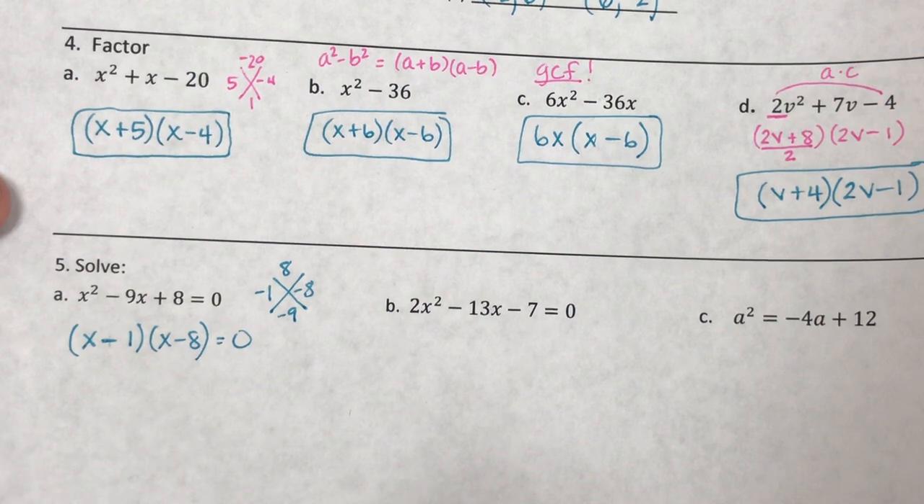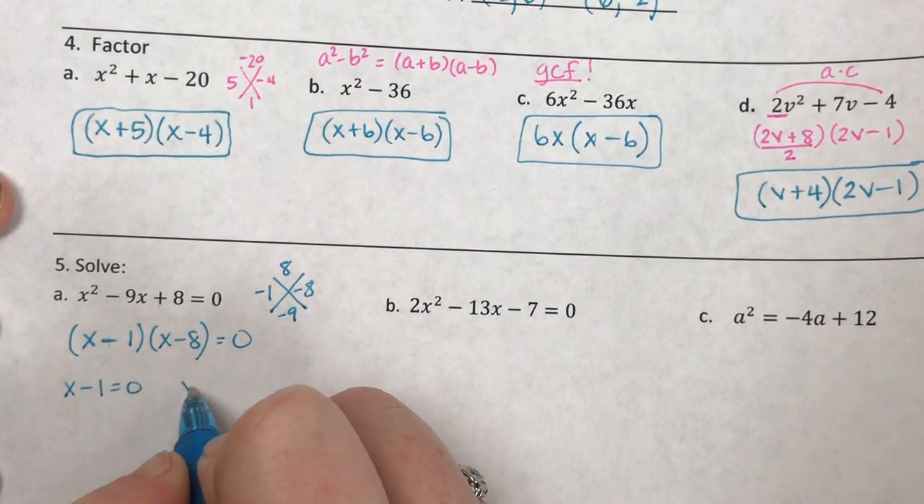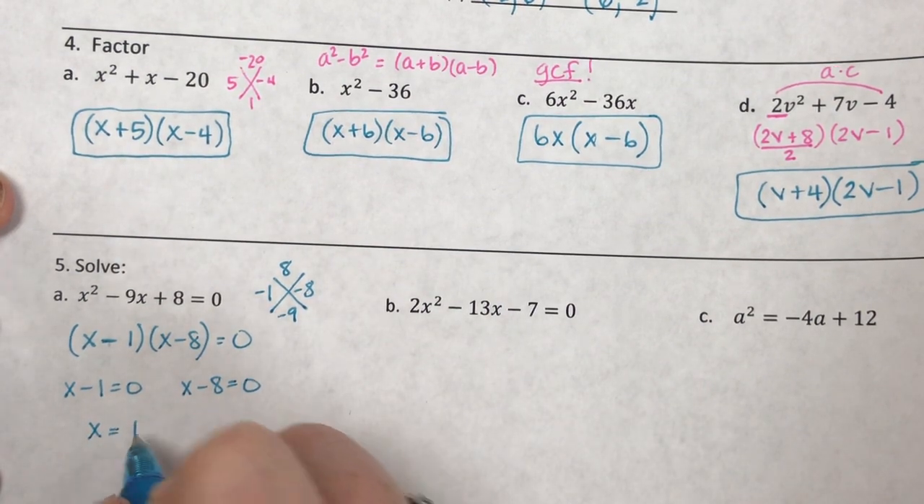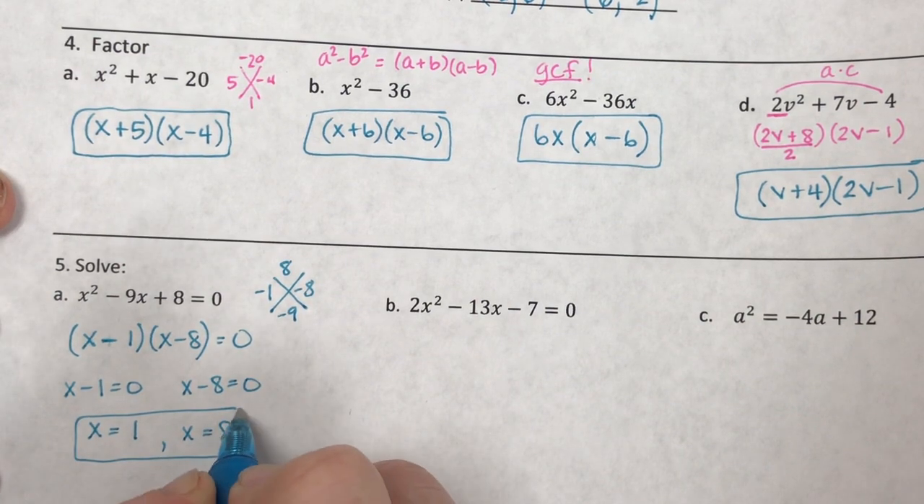So to get the actual solutions, we set each one of those equal to 0 and solve. So we get x equals 1 and x equals 8.